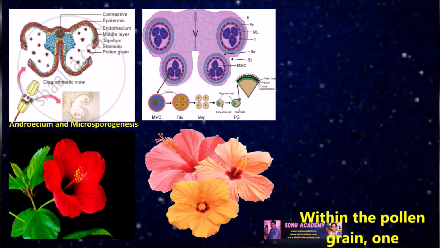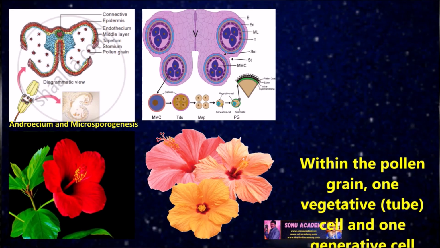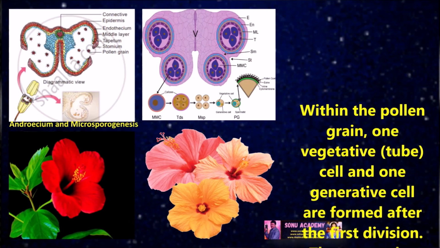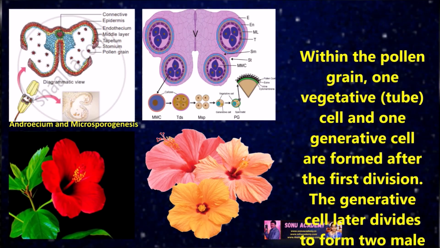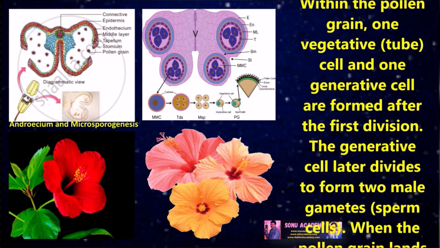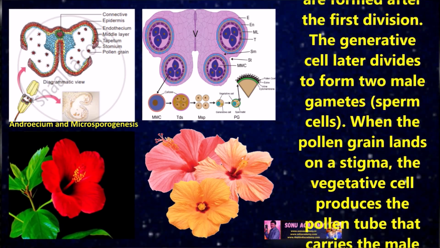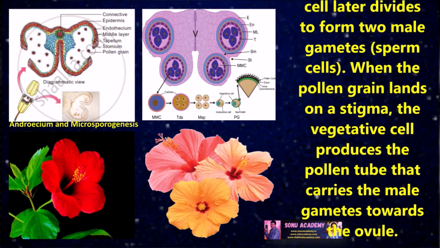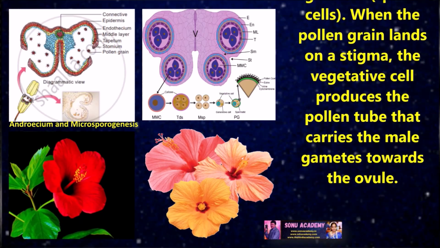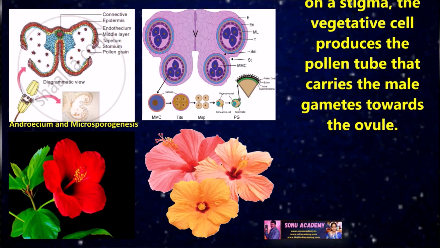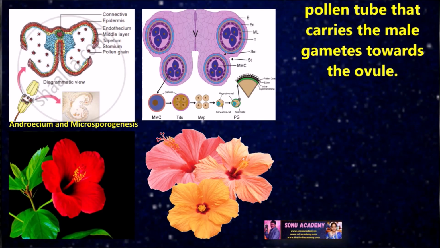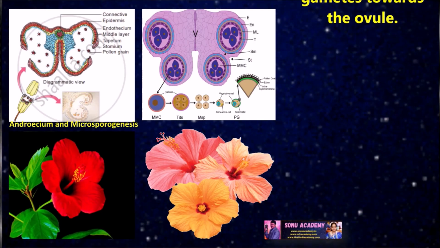Let us discuss the development of the male gametophyte. Within the pollen grain, one vegetative tube cell and one generative cell are formed after the first division. The generative cell later divides to form two male gametes, meaning sperm cells. When the pollen grain lands on the stigma, the vegetative cell produces the pollen tube that carries the male gametes towards the ovule.